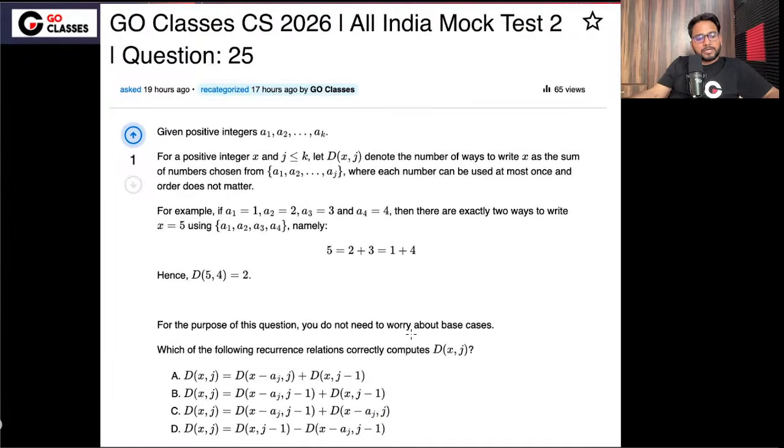So again, this question was related to dynamic programming, and this was a simple question, which is just asking to write some formulation. They are saying that for a positive integer x, dxj denotes the number of ways to write x as a summation of numbers chosen from a1 to aj.